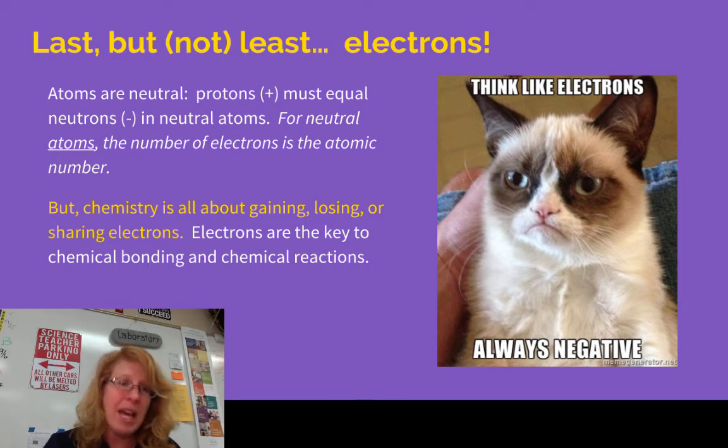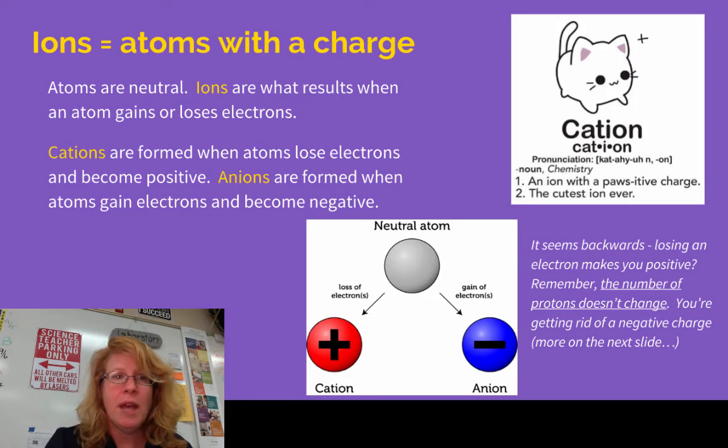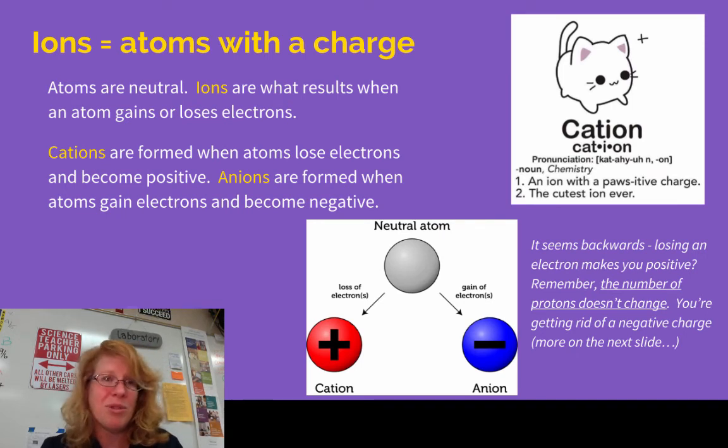So again, for atoms, that's going to be a true statement. Protons will equal electrons. But as soon as chemistry starts happening and you're gaining or losing electrons, those charges start to change and they're no longer equal to one another. And this is what we start to talk about when we're talking about chemistry of ions. And ions are simply atoms that have a charge.